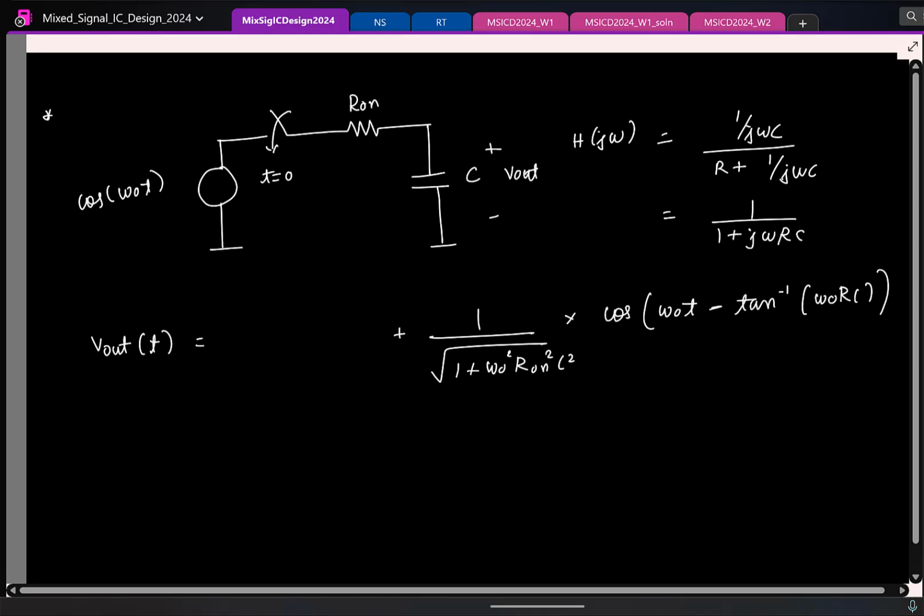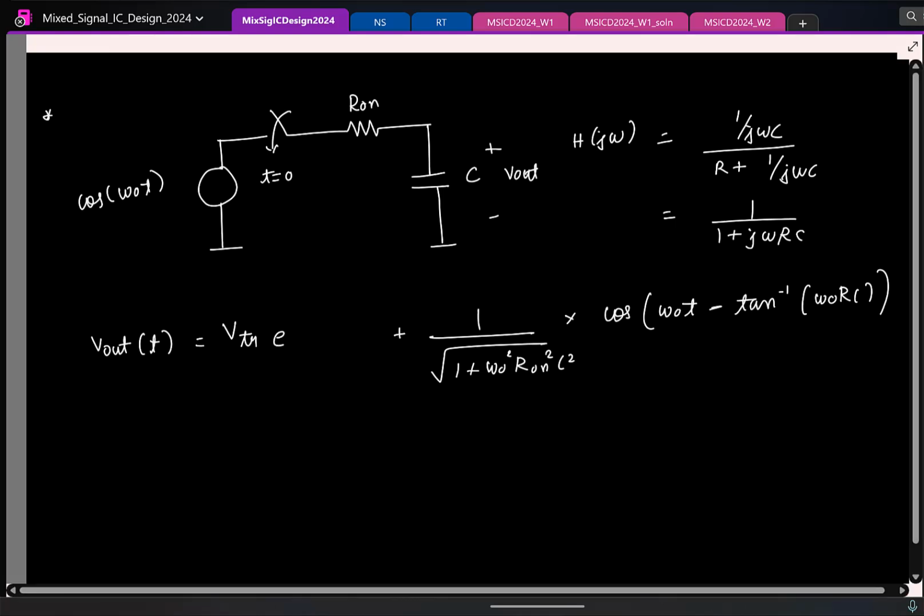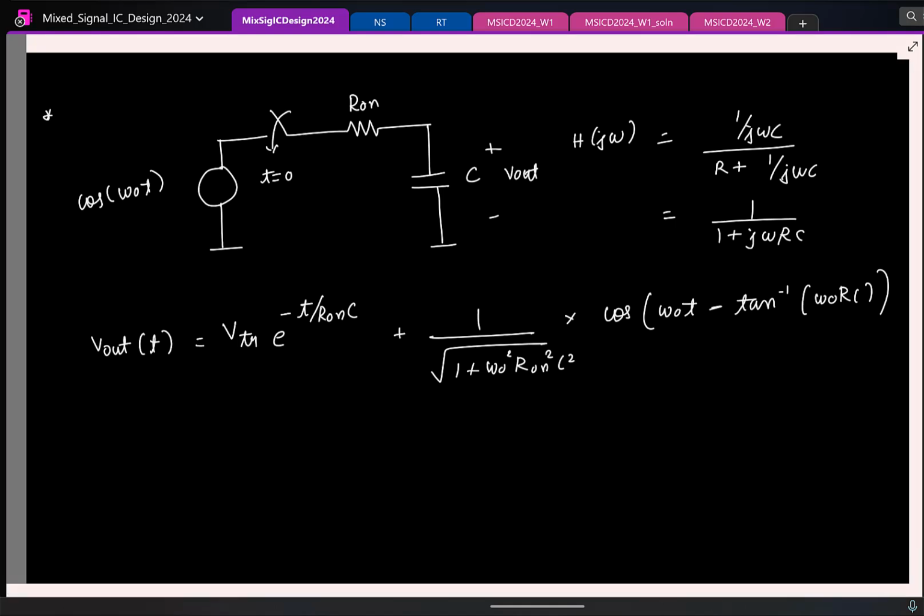This is what you get in steady state, but remember, it won't jump to this instantly. There will be some transient. You work it out properly, and you think: will the transient stay, decay, or increase? It has to decay, and there is only one time constant here. It will look something like this. The transient I have not written fully, you can work it out.